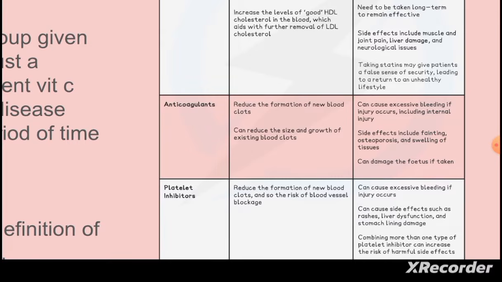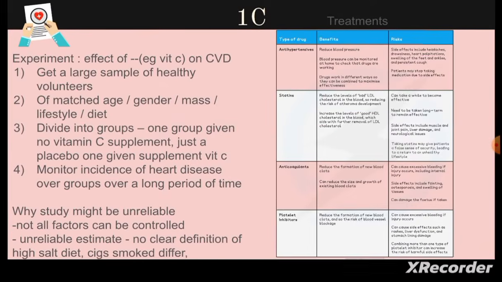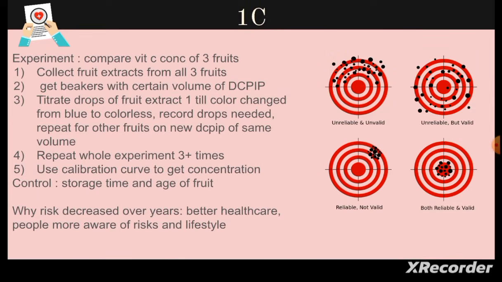Anticoagulants reduce the formation of new blood clots, so they reduce atherosclerosis, especially in the coronary artery. They can cause excessive bleeding if an injury occurs. Platelet inhibitors work in a similar way. They also reduce the formation of new blood clots, so the risk of blood vessel blockage is reduced, but can also cause excessive bleeding in case of an injury. An experiment you would have to describe is to compare the vitamin C content of 3 fruits.